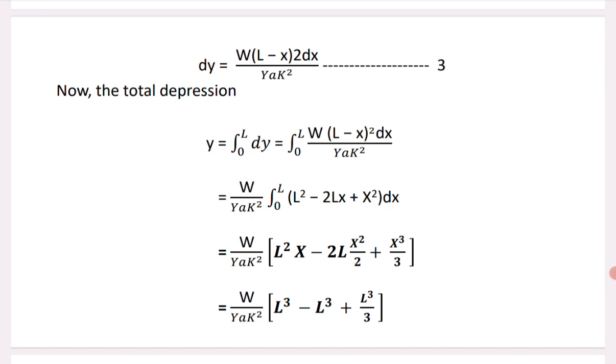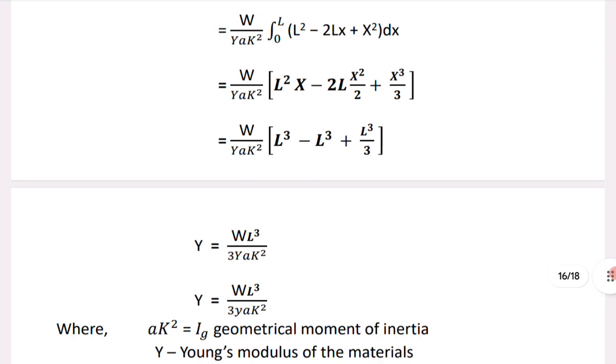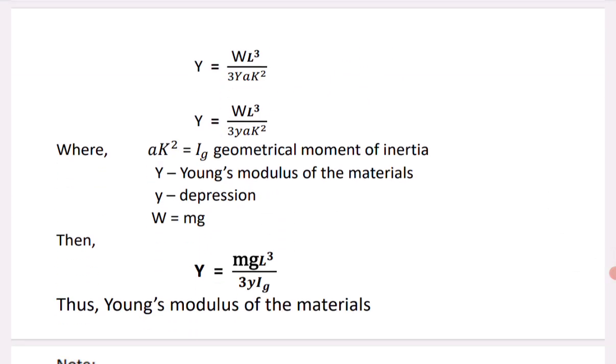the total depression, which is equal to W/YAK² into (L³ − L³ + L³/3). Here plus L³ minus L³, they cancel each other. Then we will get y = WL³/3YAK². So y = WL³/3YAK².